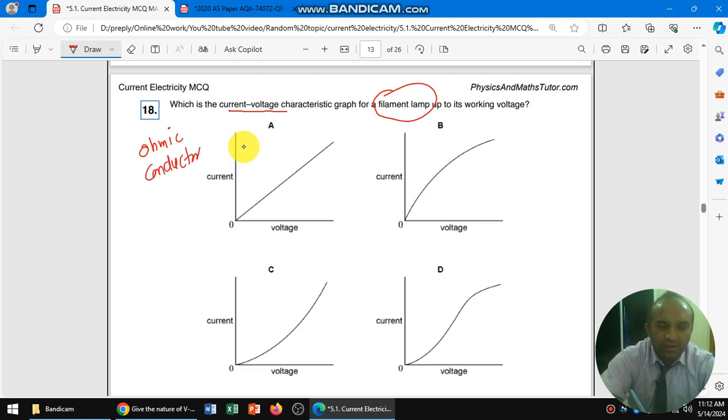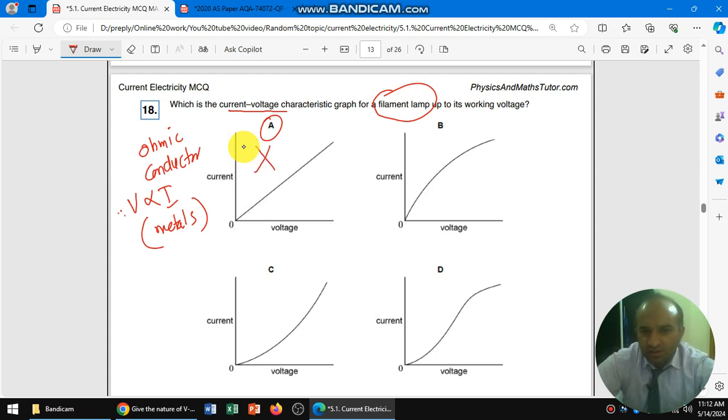For an ohmic conductor, the graph is a straight line, meaning voltage is proportional to current, or current is proportional to voltage. Both are proportional, so the graph is a straight line. So A is the linear relationship between current and voltage. This is an ohmic conductor, which is for metals. So A is not for the filament lamp.